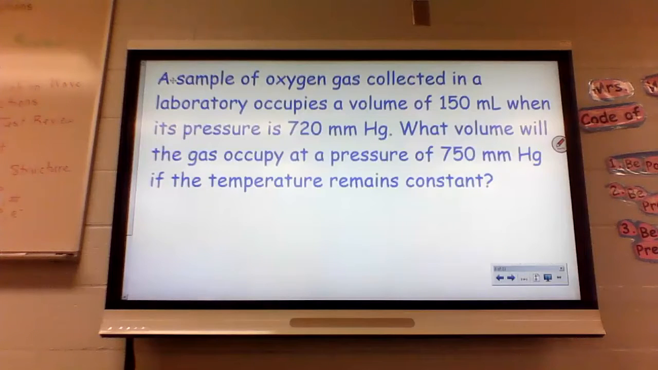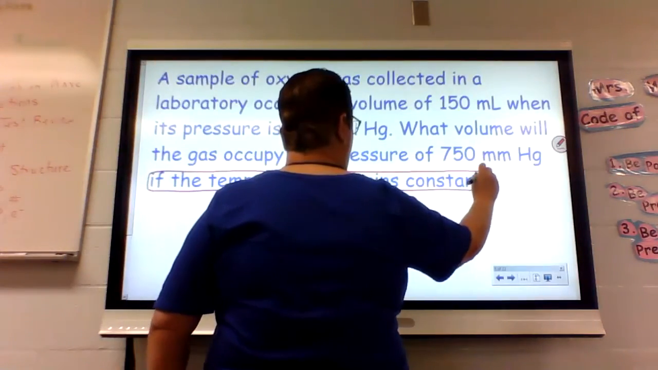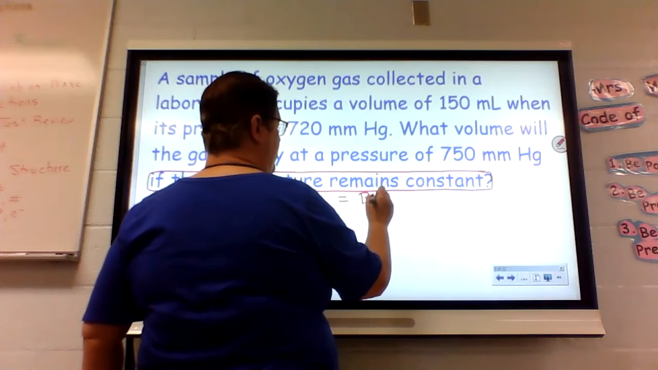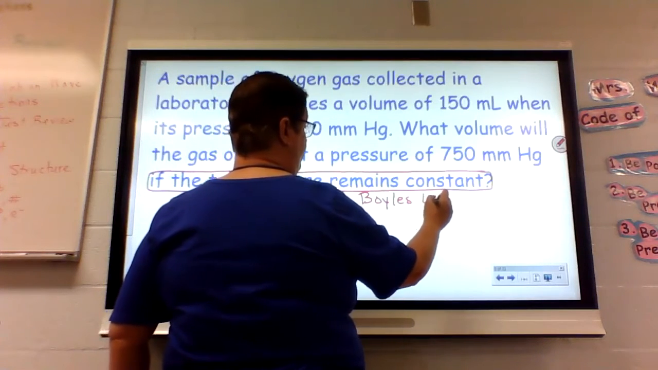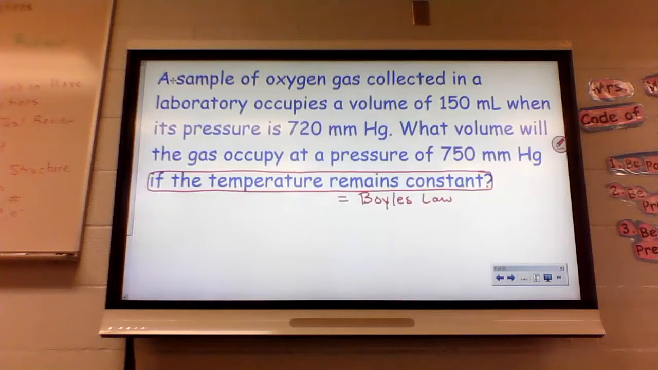Now, sometimes the word problems will say, if temperature remains constant. That right there is what tells you that it's Boyle's law. Keyword. Okay? Now, if it doesn't say if temperature remains constant, and it leaves temperature out altogether, that will also tell you it's Boyle's law. Now, the gas laws are why I push units all year long. Because sometimes it doesn't tell you what things are, and you have to figure it out. Now, in this one, I did tell you what everything is.